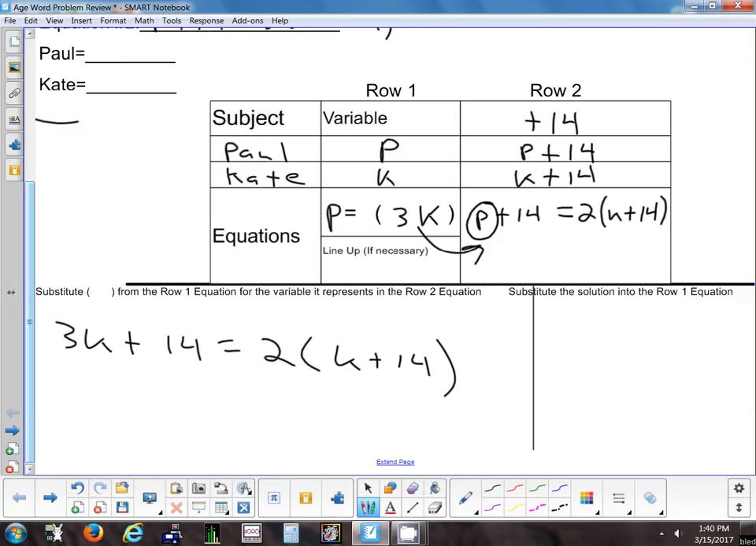Now, at this step, and Mr. Roy mentioned this too, you should only have one letter in the problem. It might appear in a couple spots, but we just have a K. The P is gone. Okay. So now, from here, we just solve it.